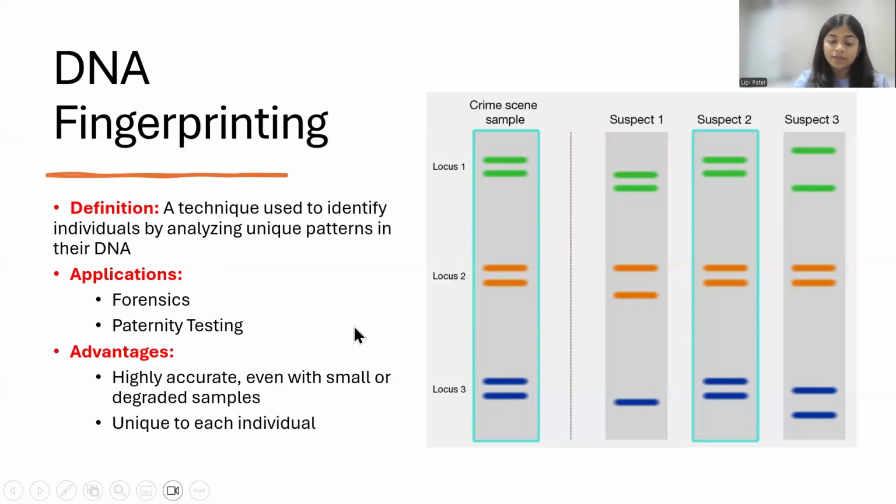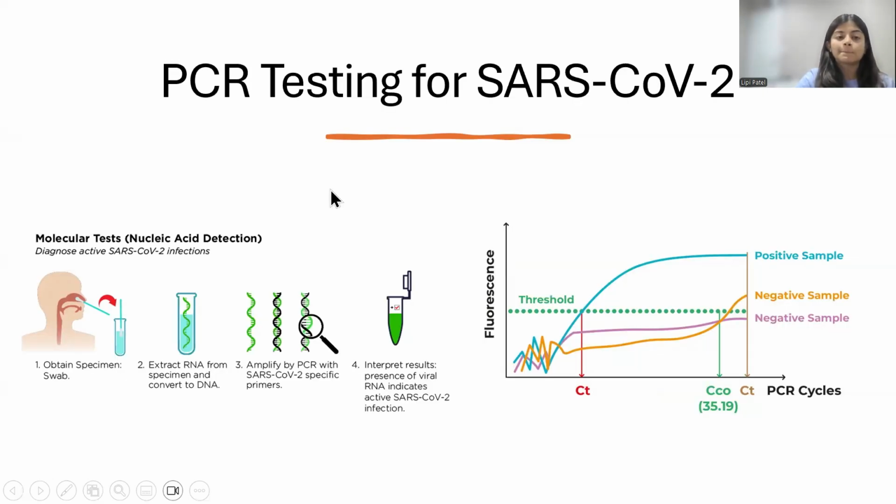Advantages are it is highly accurate. Even with small or degraded samples, it's going to do the job. And it is unique to each individual.